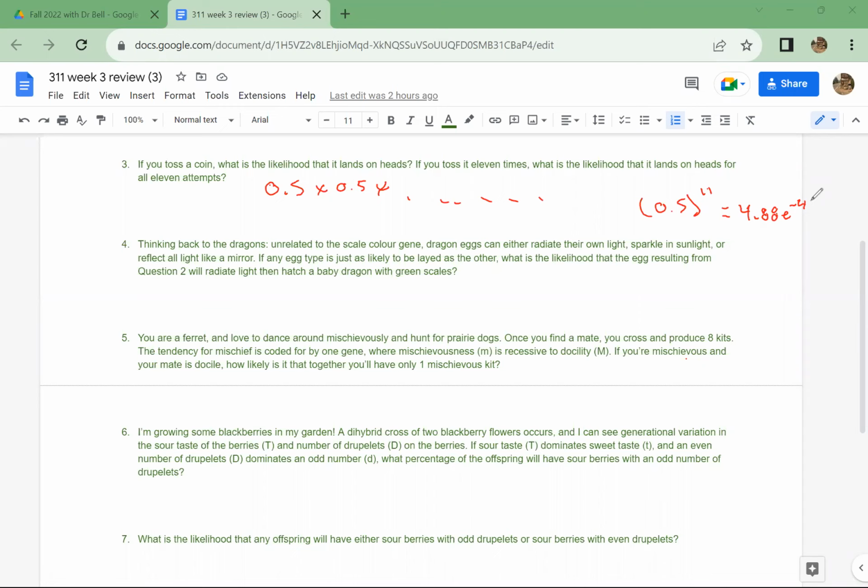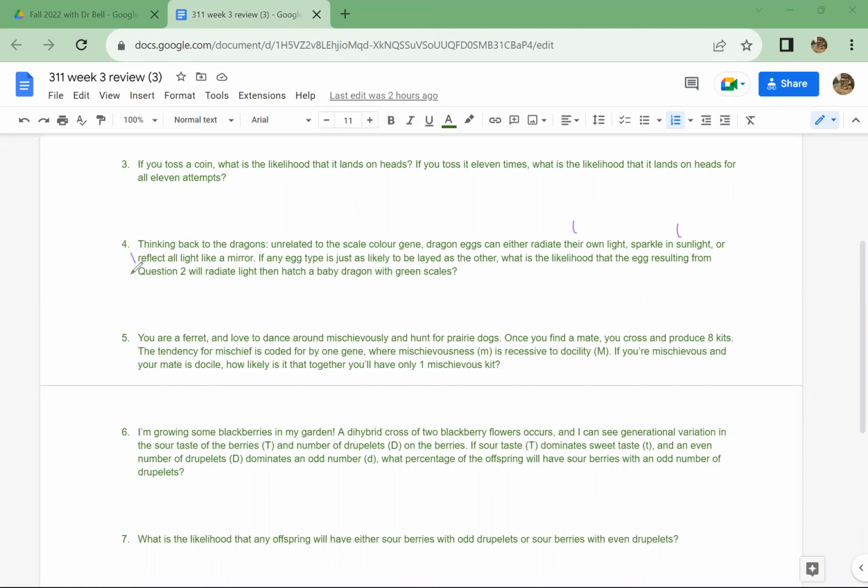Probability isn't everyone's jam. And as an extension of this probability, let's revisit our previous example, thinking back to the dragons in a manner that's unrelated to the scale color genes that we were talking about earlier. The eggs that are laid by dragon parents can have different qualities. They can either radiate their own light, sparkle in sunlight, or reflect all light and look like a spherical mirror. And any of these 3 egg types are just as likely as the other ones to occur when an egg is laid.